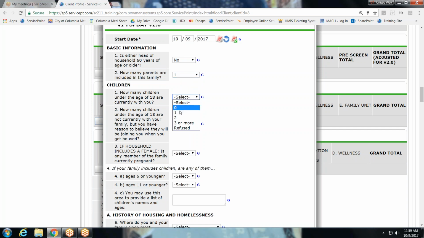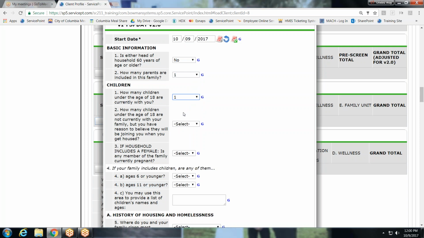How many children under the age of 18 are currently with you? One. How many children under the age of 18 are not currently with your family, but you have reason to believe they will be joining you when you get housed? None. Since Shay is a female, we are going to answer this question. Is any member of the family currently pregnant? Yes.